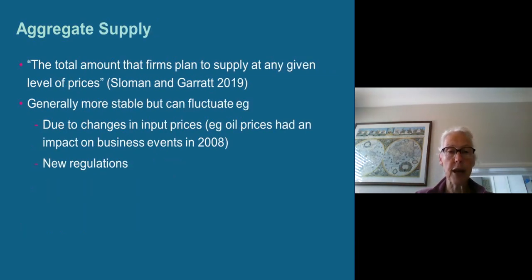And in terms of aggregate supply, this is the definition there: the total amount that firms plan to supply at any given level of prices. On the whole, that's generally more stable, but it can fluctuate. So I've got an example there where one thing might be that input prices change. For example, oil prices rose quite dramatically in 2008, and they had an impact on business events because it raised the cost of travel to those events.